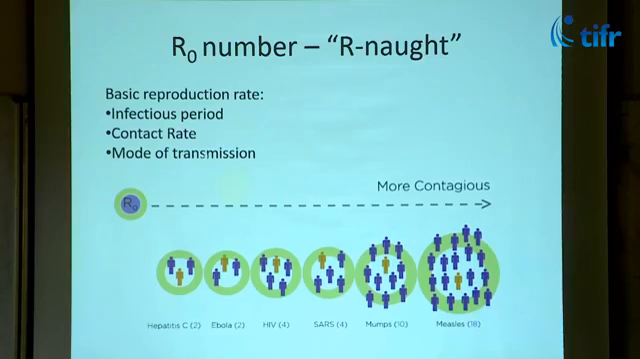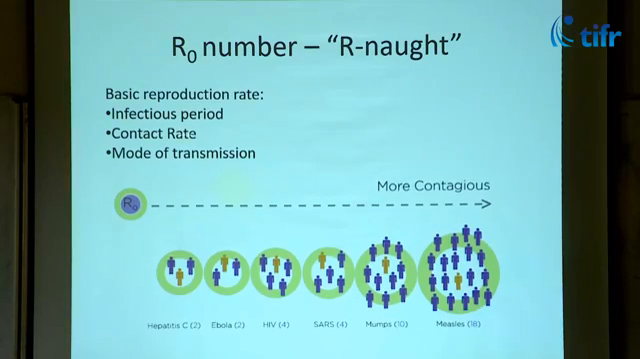Then you have the contact rate. So what is the rate of contact? Just as I said, in the case of hepatitis C, when it is through blood transfusions, the probability is not very high, but with measles the probability is very high, because you might cough and sneeze and then pass on the infection to another, and that is the mode of transmission.